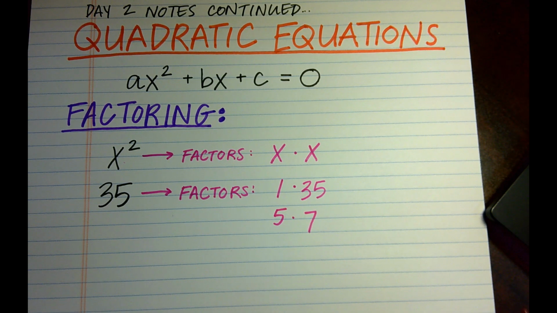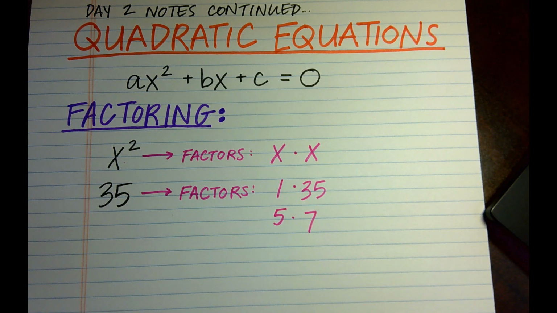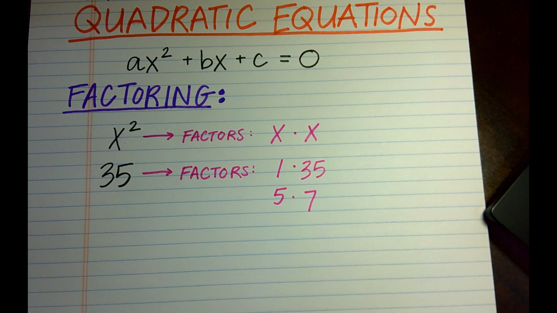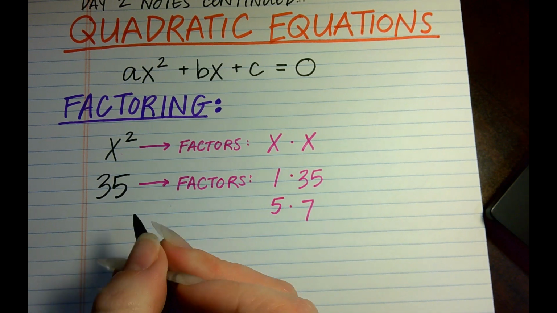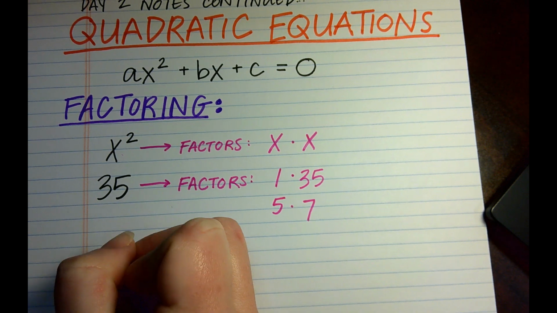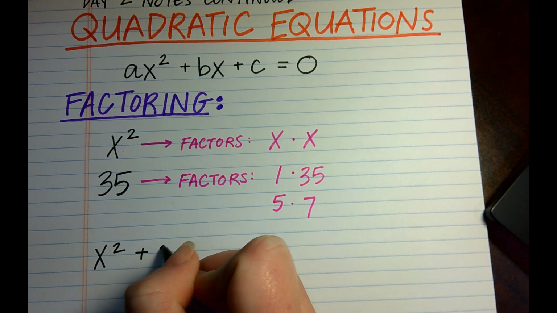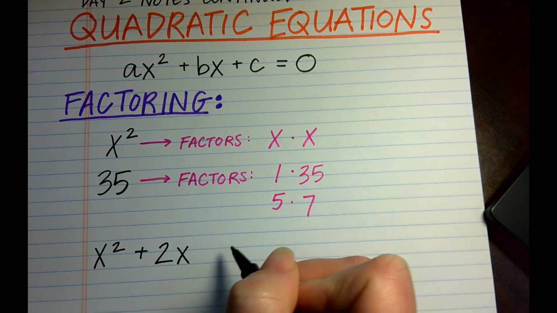So just as a little introductory, we're looking for the items we can take and multiply together. Those are our factors. Now let's look at something more complicated. Let's look at a quadratic equation. Let's look at the answer that we got for number 1, x squared plus 2x minus 15.